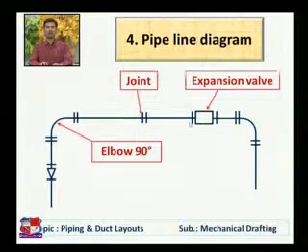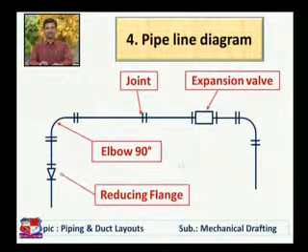Then this symbol indicates expansion valve with flange coupling. So here in this pipeline, elbow joint and expansion valves are there. Again, this is reducing flange, reduction in diameter is there. If flow is in reverse direction, it is called expansion flange.